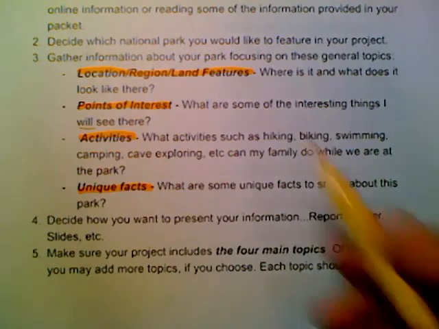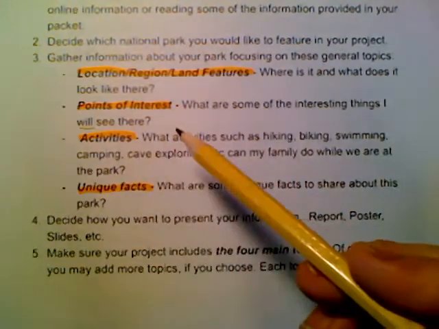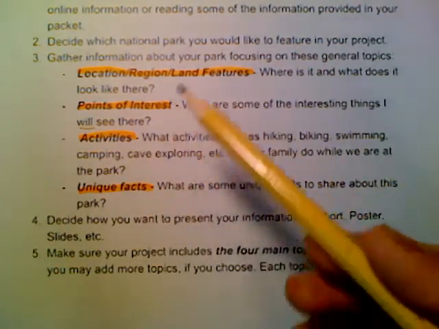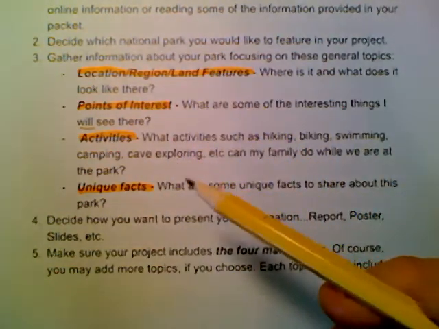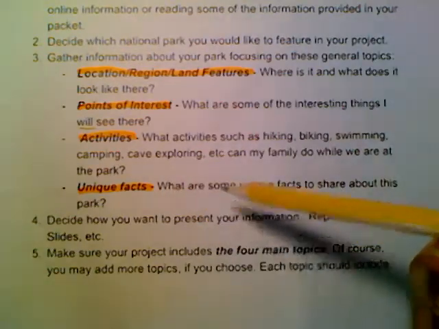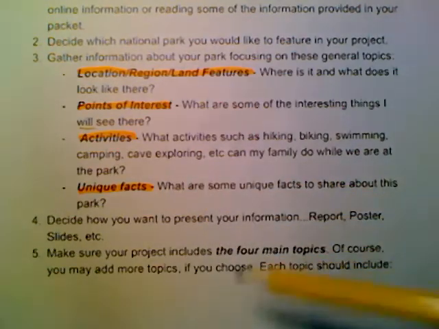Okay? So we're going to choose two of these today, and I'm going to show you how to do one of them. I'm not going to do the whole thing for you. I'm just going to do part of it to show how to get started in case you're kind of stuck. Okay? Then you're going to decide how to get your information, and of course it says down here, your project has to include these 4 main topics. You can add more topics if you want.